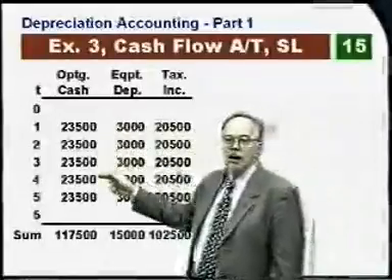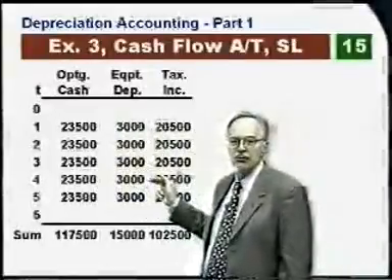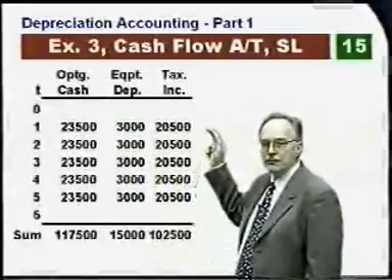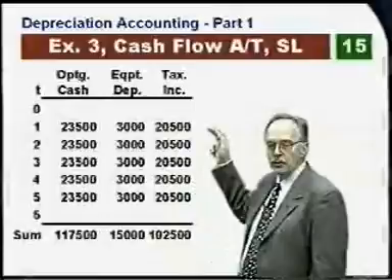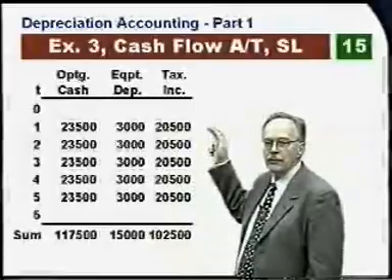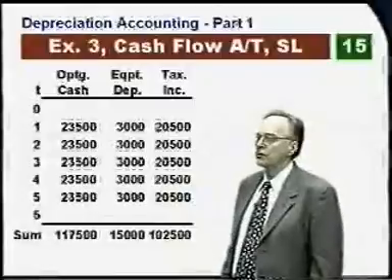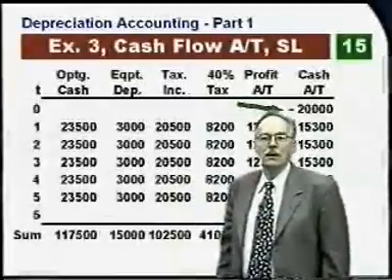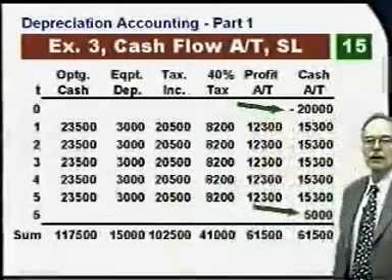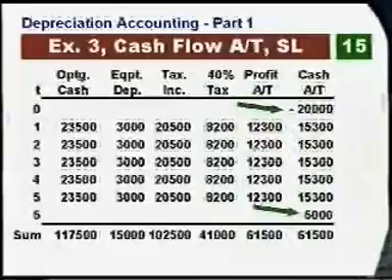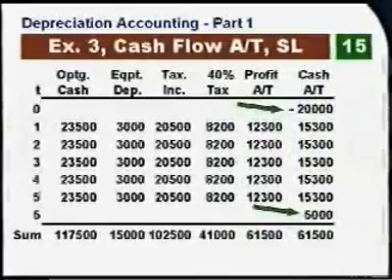So this is operating cash. This is an accounting expense, but it's not a cash flow. But for the purpose of computing the taxable income, we recognize the $3,000 each year. So we have the taxable income, $20,500. Our profit after tax then is 40% of that each year, $8,200. That's the tax. That gives us profit after tax, $12,300.